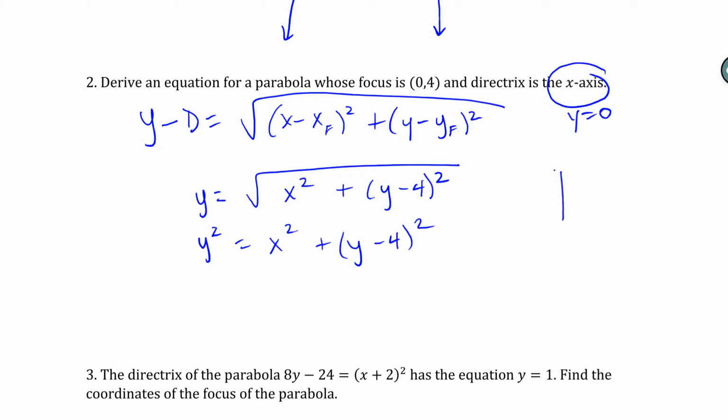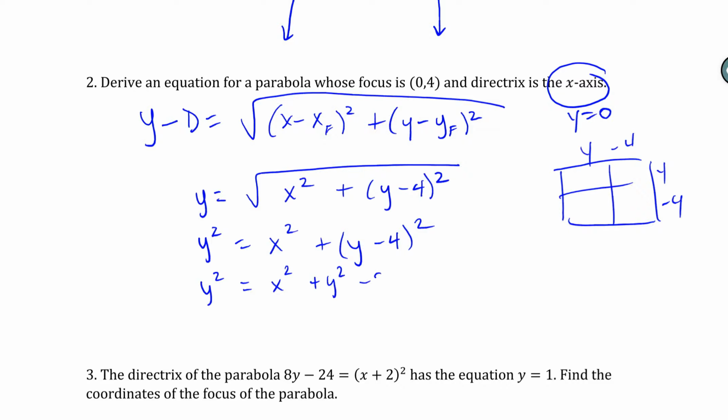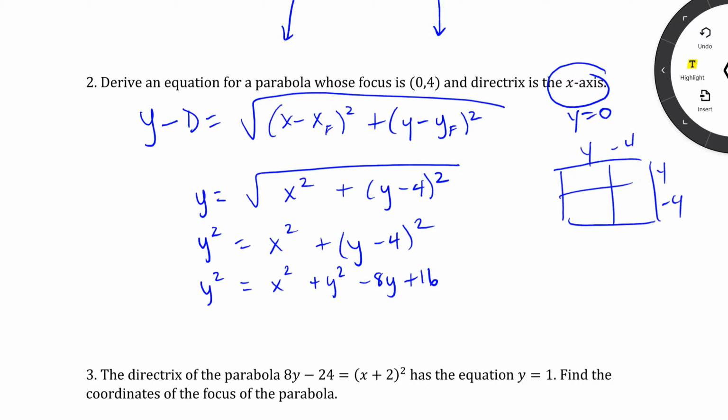Now, (y minus 4) squared, we can go through and do the whole box method thing. If you understand what I was doing in class today, where we double the middle number and multiply the number by itself to create the trinomial, that makes it a lot easier. So I have y squared equals x squared plus y squared minus 8y plus 16. One of the basic concepts of algebra is if I see the same term on both sides of the equation, it cancels.